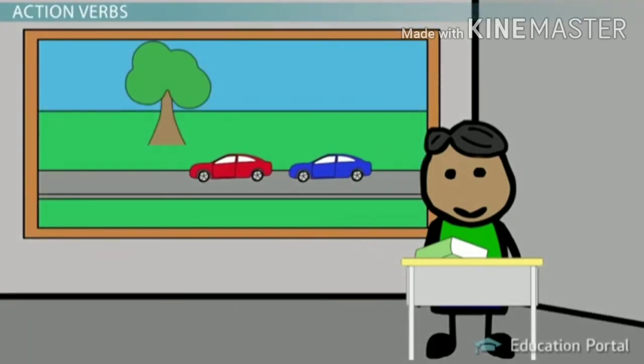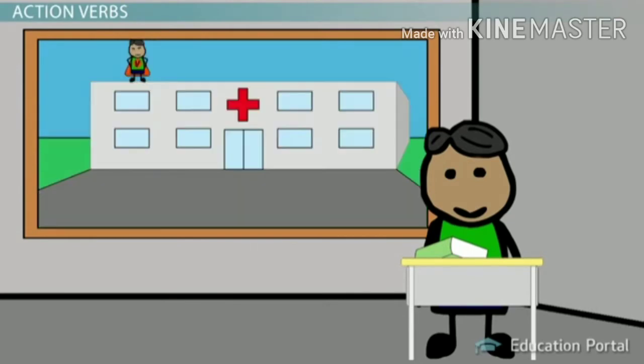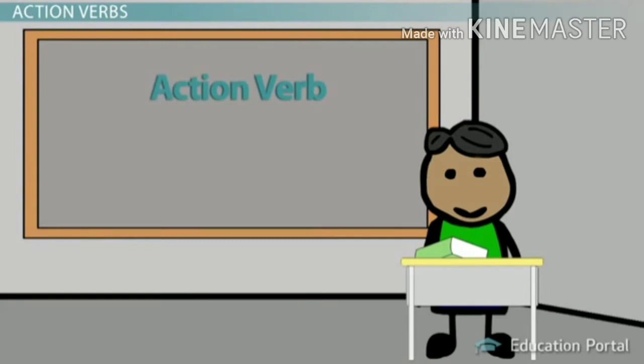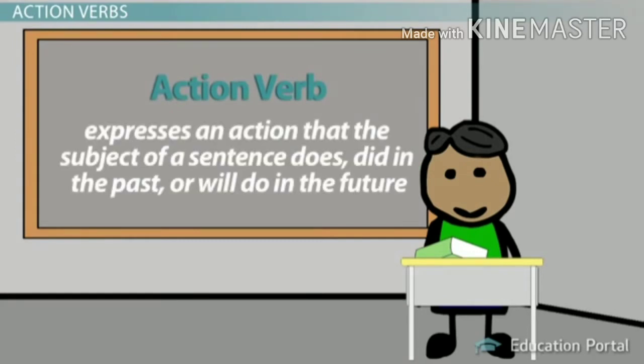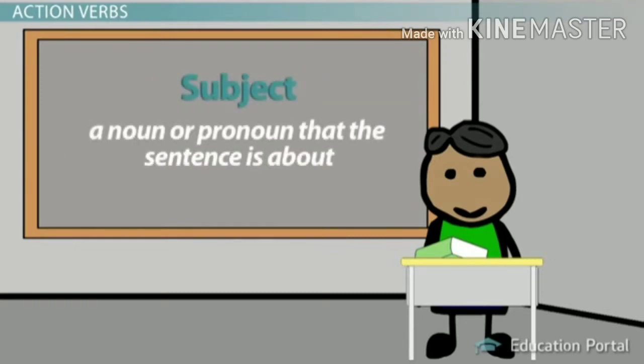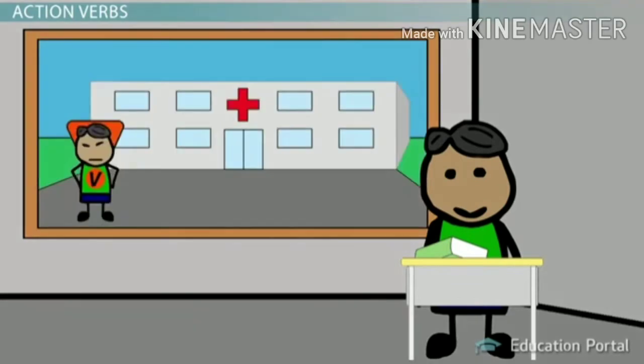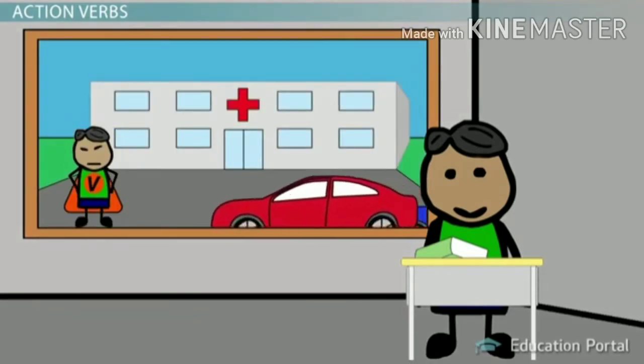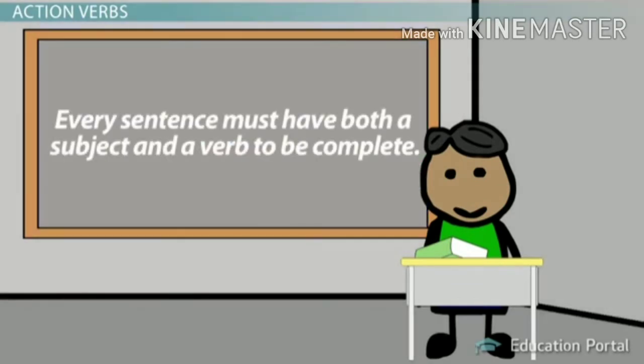Action verbs are what we most commonly think of when we think about verbs, and particularly when we think about action movies. An action verb is a word that expresses an action that the subject of a sentence does, did in the past, or will do in the future. Note that the subject of a sentence is a noun or pronoun that the sentence is about. The subject usually, though not always, performs the action of the verb. Remember that every sentence must have both a subject and a verb to be complete.